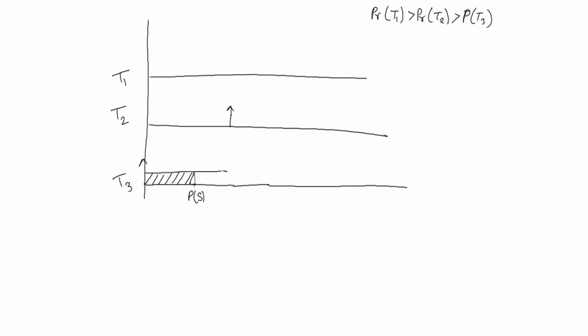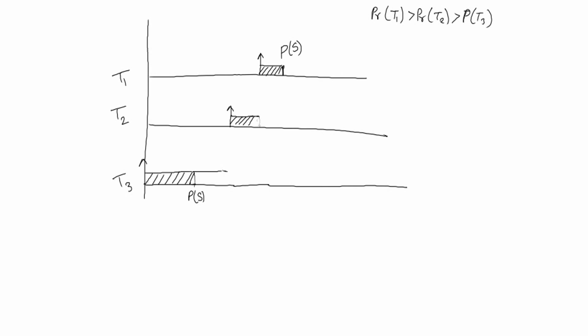Now T2 will execute, and it does not want any critical section. It is just executing in a normal mode. Now at this particular point T1 arrives. T1 has the highest priority among all three, so T1 will start executing.